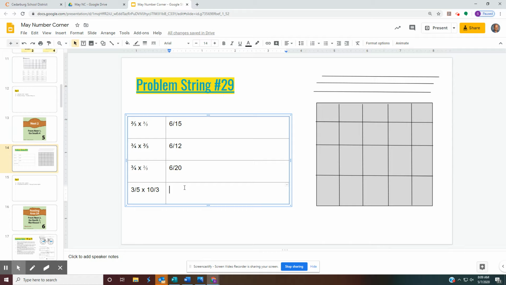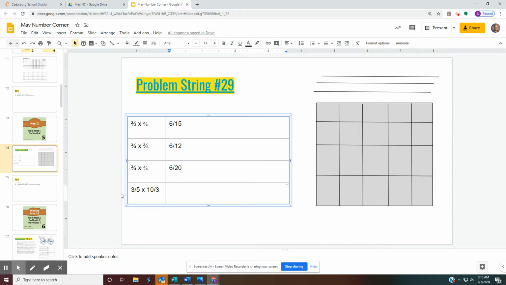What did you notice while multiplying here when coming up with our answers? I noticed that when I multiplied 2 times 3, I got 6. And when I multiplied 3 times 5, I got 15. 3 times 2 is 6. 4 times 3 is 12. 3 times 2 is 6. 4 times 5 is 20.